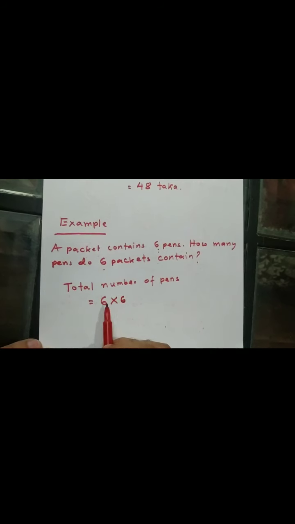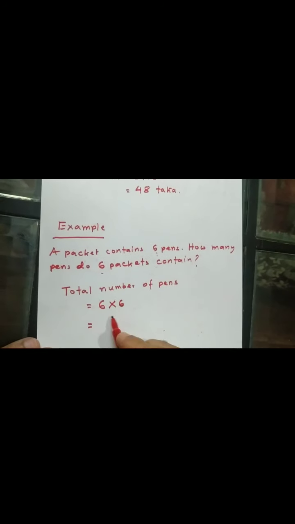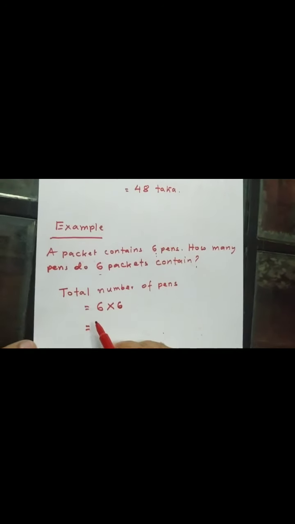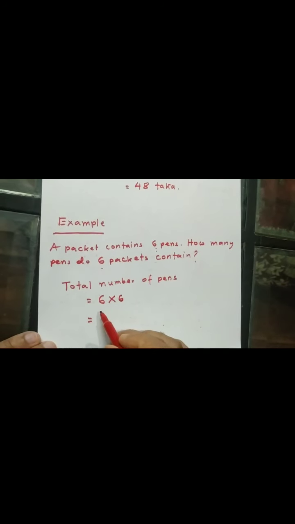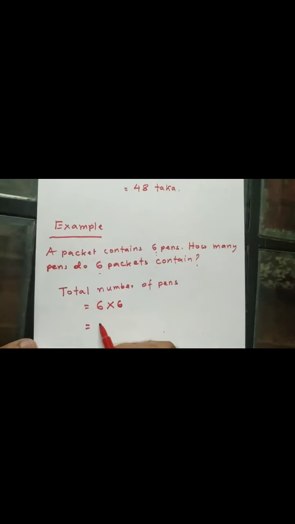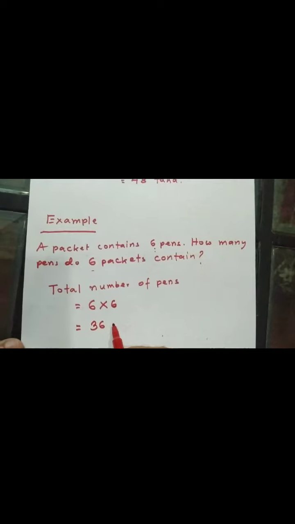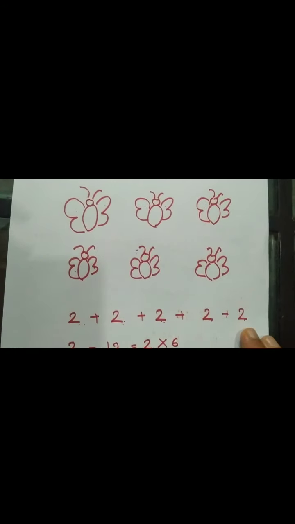So what you have to do? Multiply 6 with 6. So how to find out this answer? Just read the table of 6. 6 ones are 6, 6 twos are 12, 6 threes are 18, 6 fours are 24, 6 fives are 30. Finally 6 6s are 36 pens. So the other word problems in multiplication are the same.